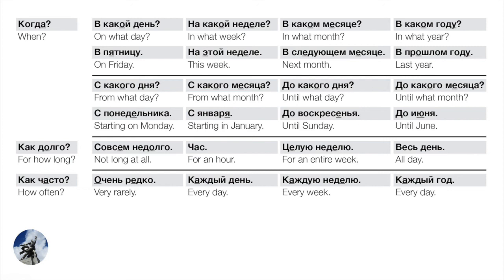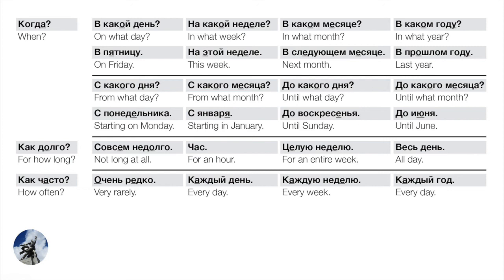Okay, как долго, that's asking a rather different question. For how long, right? That's a duration question, not really a when question. Right, so some sample answers. Совсем недолго, right? Not long at all, недолго. Now, a duration expression just simply in the accusative, час, right? For an hour. That's just simply a noun all by itself in the accusative. Целую неделю, весь день, right? Some more accusatives of duration.